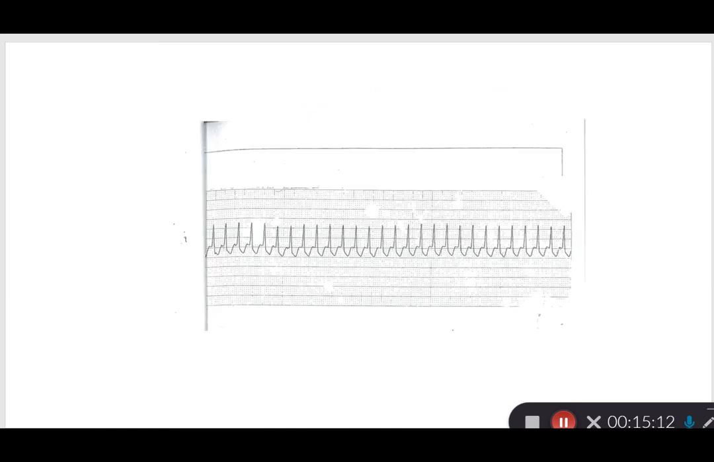So here we have another SVT. We can count the rate on this one. Let me find a good spot. I have 1, 2 plus 4, looks like 6 blocks. So 1,500 divided by 6 gives me a rate of 250 beats per minute. So very, very fast.